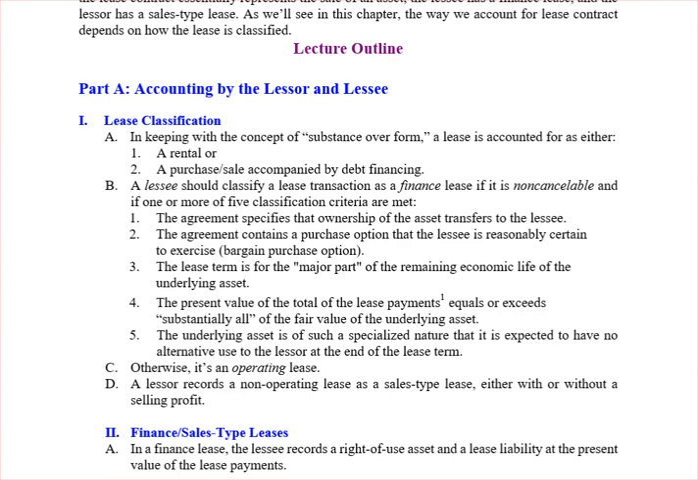And so you have the criteria. You need to know the criteria. That's what I'm going to say. You need to know the criteria. And if it doesn't meet those criteria, it doesn't have to meet all of them, just one of those things, then you call it an operating lease.